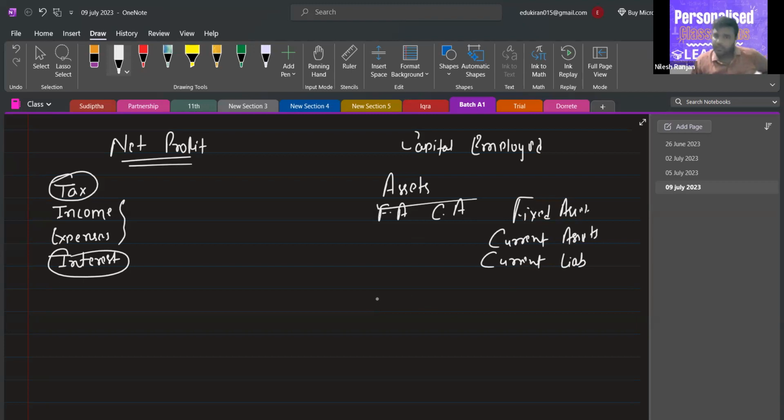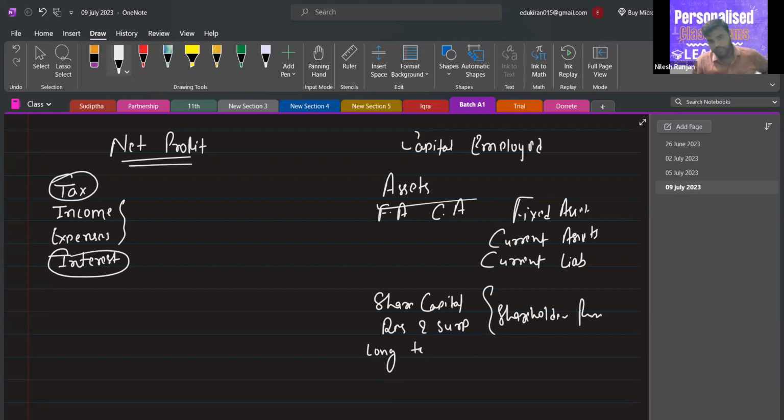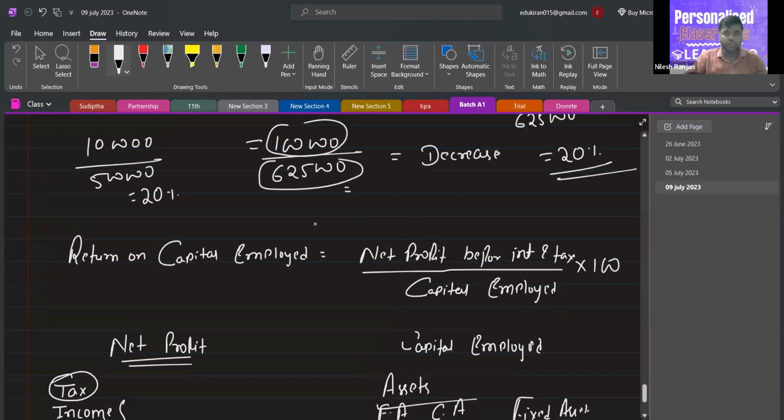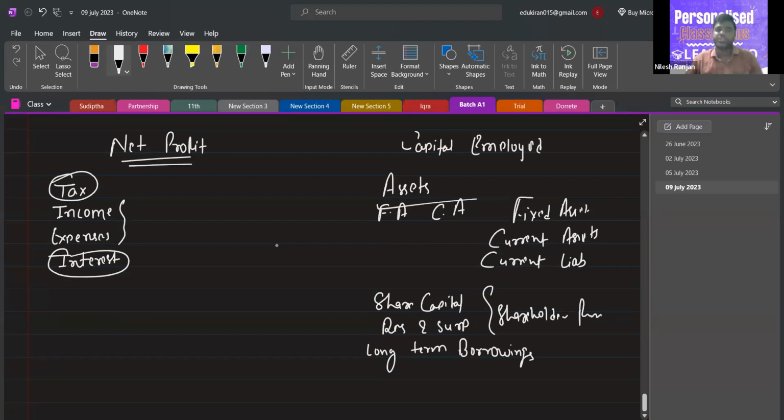If we use liability side approach, then share capital, reserve and surplus, or you can say shareholder fund. And then the last one is long-term borrowings. Long-term loans, you can say. Okay. So these are the component of this return on capital employed. If there is any change from any of these items, then it will impact our ratio.